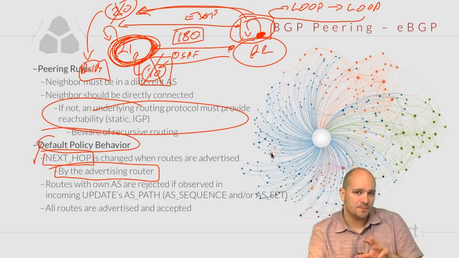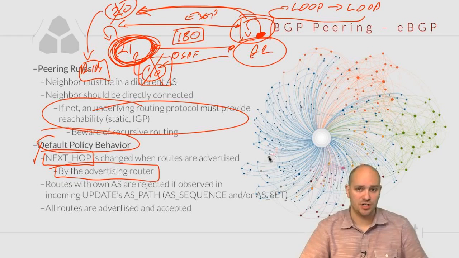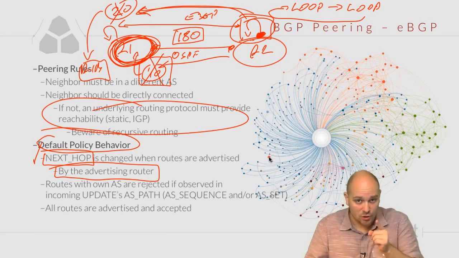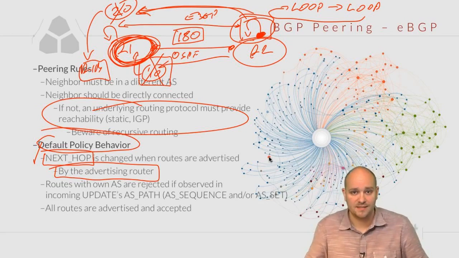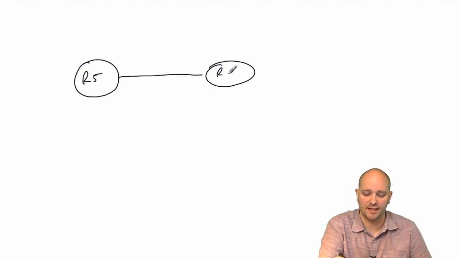Now, I know that this might be a little bit too much to understand just on this imitation whiteboard, so let's take a look at this one actually in IOS. I want to show you this particular issue. For that purpose, I'm going to use two different routers. I'm going to use my R5 and R6.